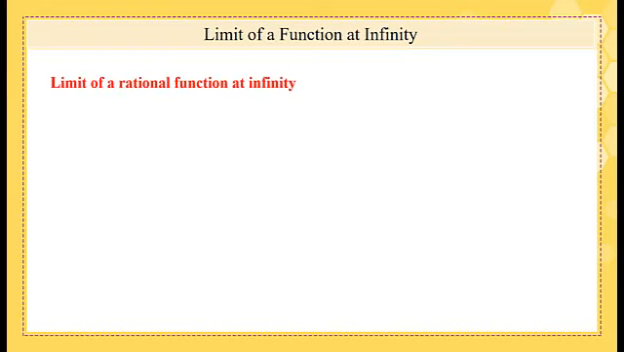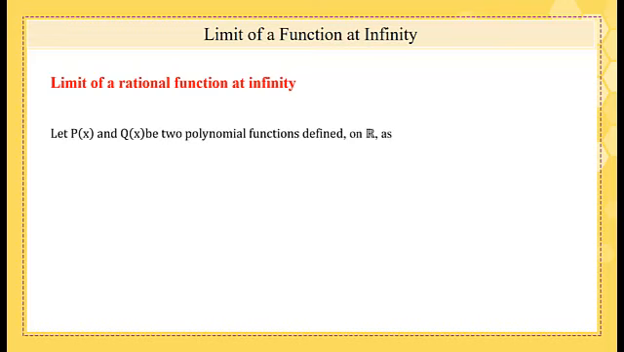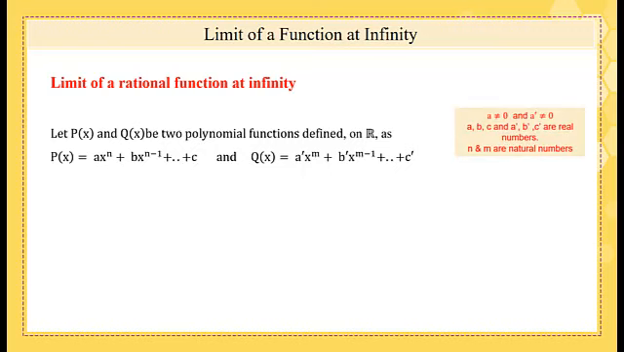Limits of a rational function at infinity. Let p of x and q of x be two polynomial functions defined on the real set R as p of x is ax^n + bx^(n-1) + ... + c, and q of x is a'x^m + b'x^(m-1) + ... + c', where a and a' are two non-zero real numbers. a, b, c, a', b', and c' are any real numbers. m and n are natural numbers.